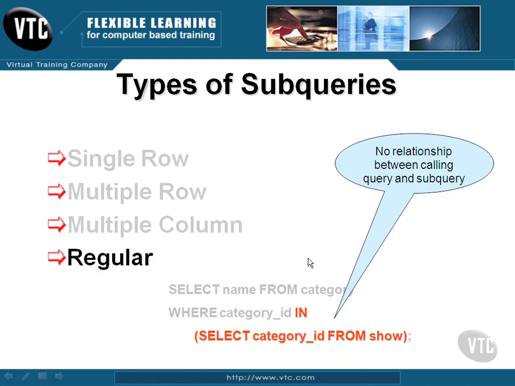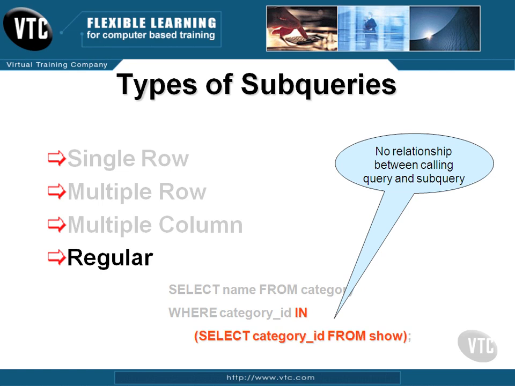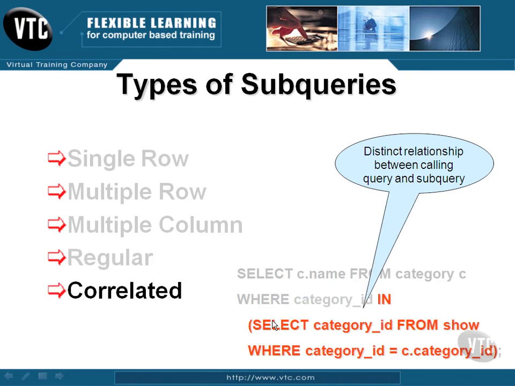The other way to define different types of subqueries is breaking them up into correlated and regular. A regular subquery simply says there's no relationship between the calling query and the subquery, and asks if the category ID is contained within the set that you're calling from the show table, in this case. In the correlated query, you're saying that there's a distinct relationship between the two data sets, and you're saying go and select something from category where the category ID is contained within the set of values that establish a link.